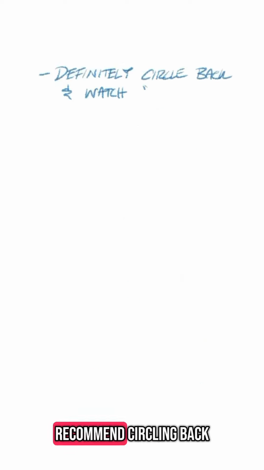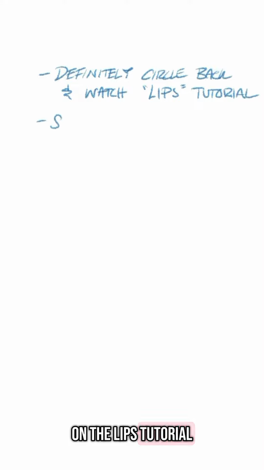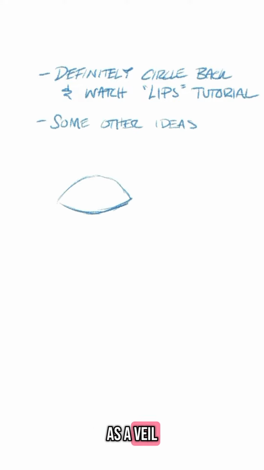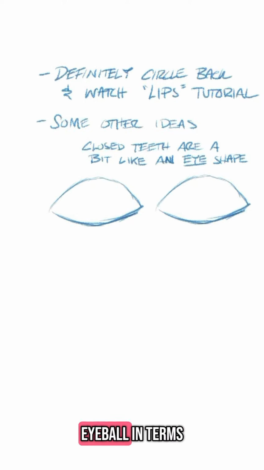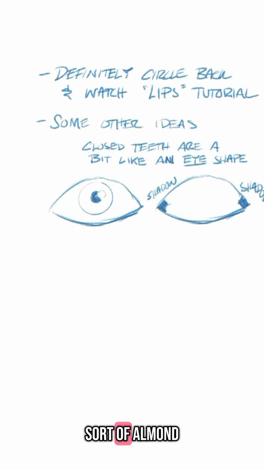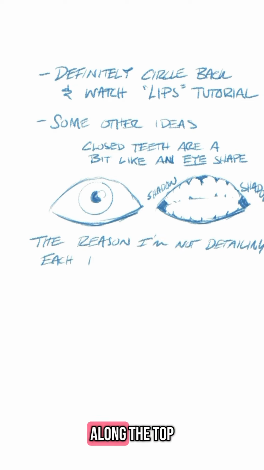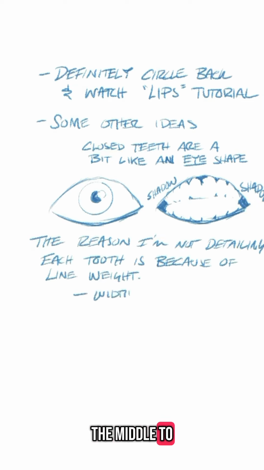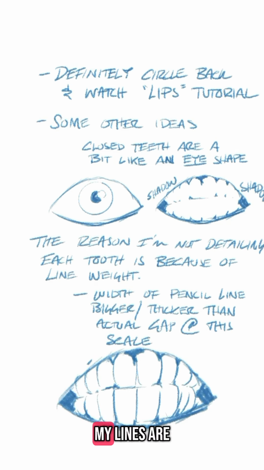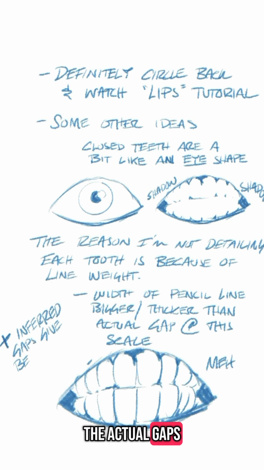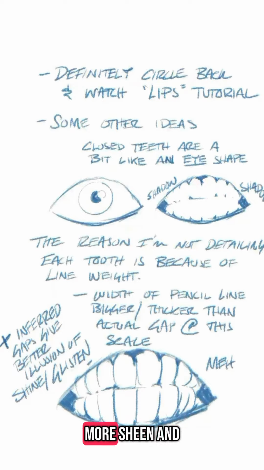I would definitely recommend circling back on the lips tutorial I posted the other day, because the lips act as a veil to those V shapes. Drawing a mouth, though, closed is a lot like drawing an eyeball in terms of the shape. I've got this sort of almond or crescent shape, and I'm just adding those shadows in the corners and then those little V shapes along the top and bottom, a couple in the middle to show that there's a separation. And the reason for that is because of line weight. My lines are ultimately thicker than the actual gaps, and not having them gives me a little bit more sheen and glisten to the teeth, and I'm inferring rather than showing direct.